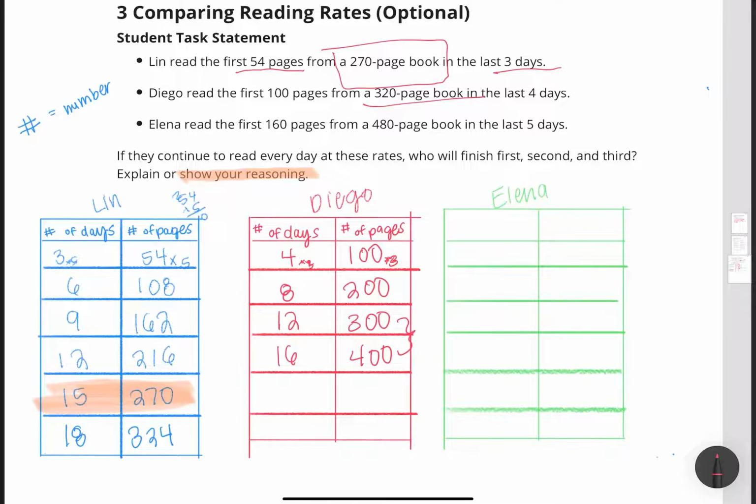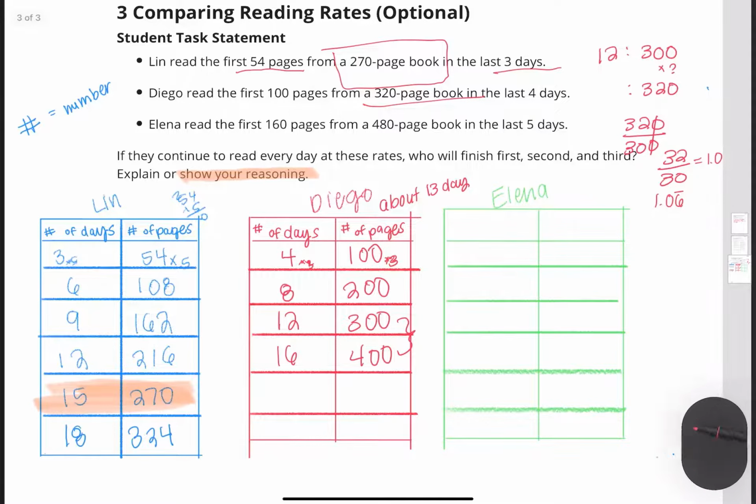If I want to, I could figure out how many days would get me to 320 pages. Because 12 is 300, I'm going to write this ratio to the side. 12 will be 300, but the goal will be 320. A quick way we could figure this out is to divide 320 by 300. Scratch these zeros out, so then you've got 32 over 30. If you want to, you could simplify it. If not, you could just divide it. This will be 1.06, because it continued. So I'm going to say it took about 13 days for Diego to finish his book.